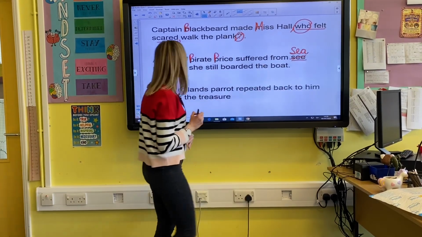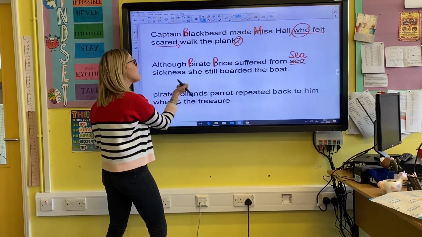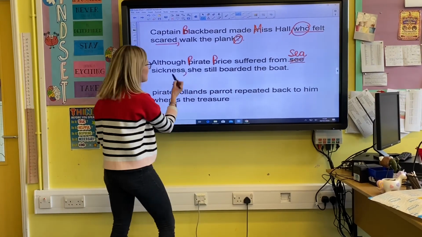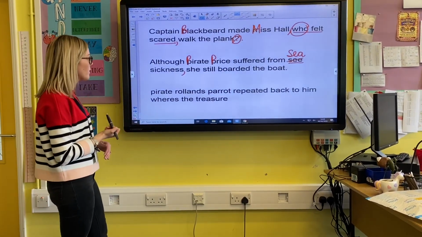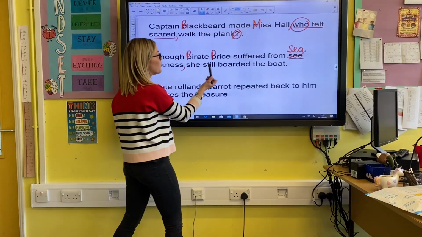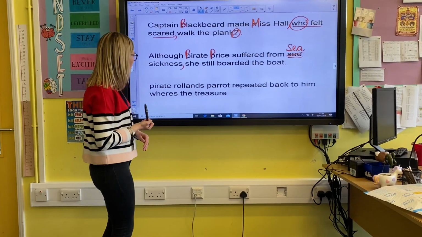to sea sickness. Although Pirate Price suffered from sea sickness, now we need a comma here because this is a subordinate clause. So we need to separate that subordinate clause. Although Pirate Price suffered from seasickness, she still boarded the boat. Brilliant. And we've got a full stop there.